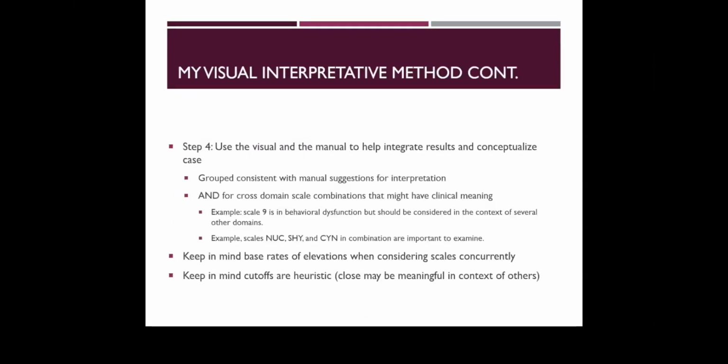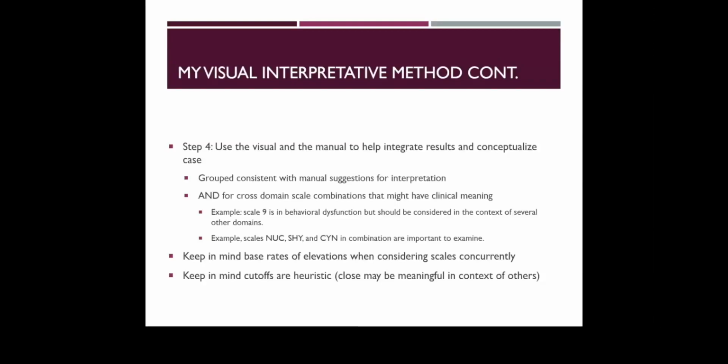Then in step four, you can use this visual and the manual to help you integrate the results and conceptualize the case. The groupings that I've made here are consistent with the manual's suggestions for interpretation, and the footnotes tell you the cross-domain scale combinations that might have clinical meaning. For example, scale 9, which is under the behavioral dysfunction scales about halfway through the middle of that table, says RC9.